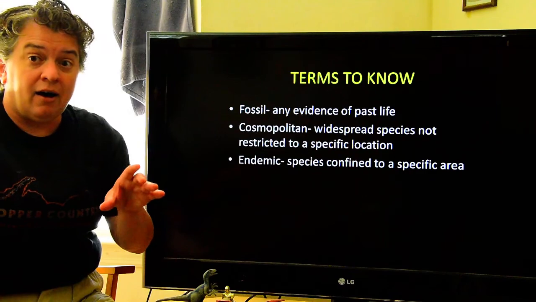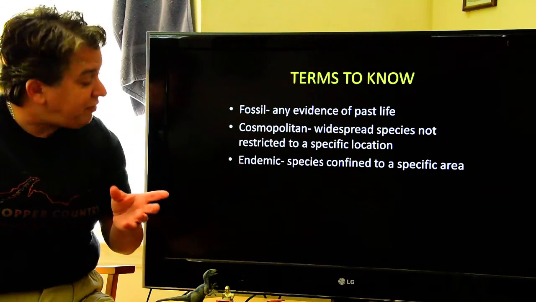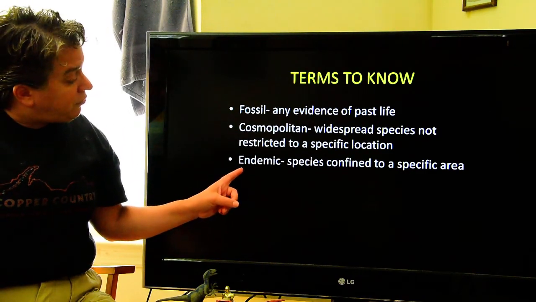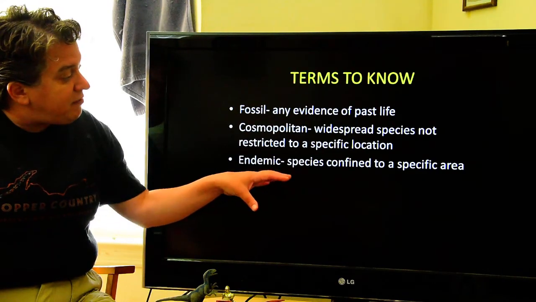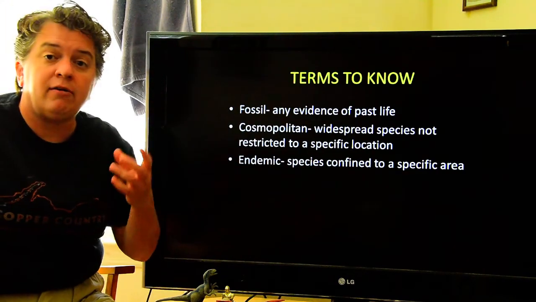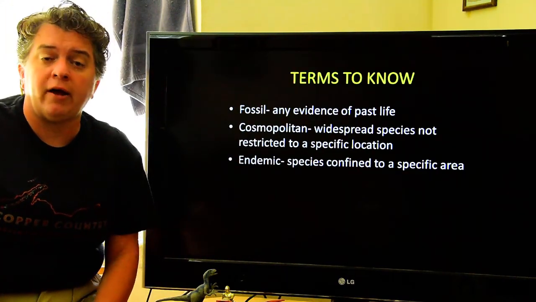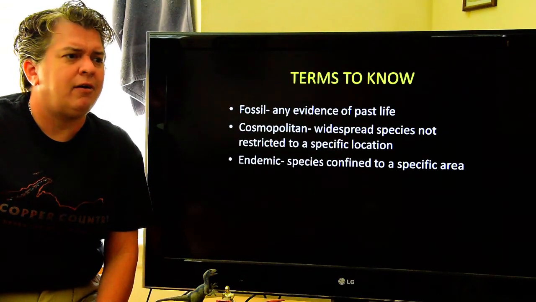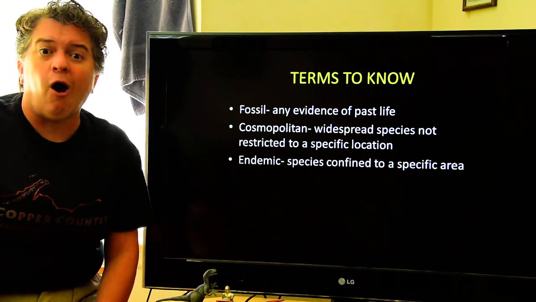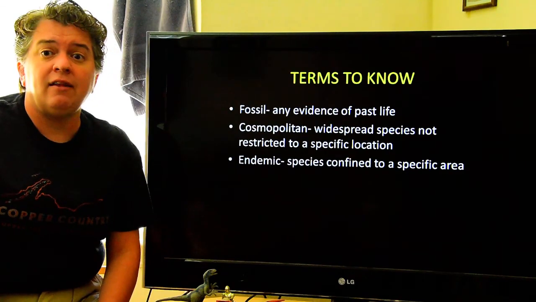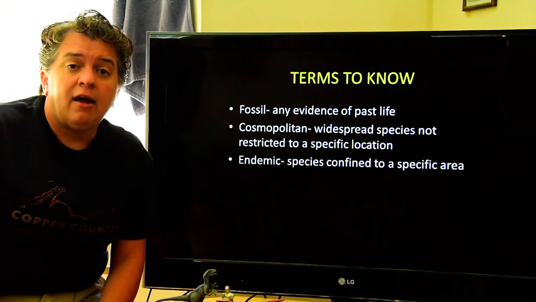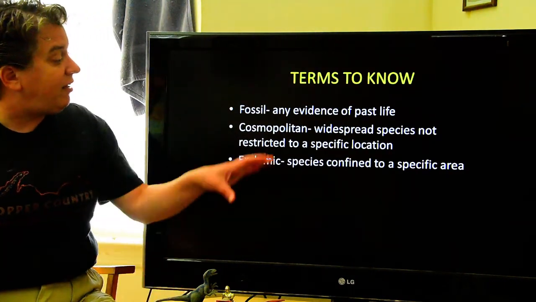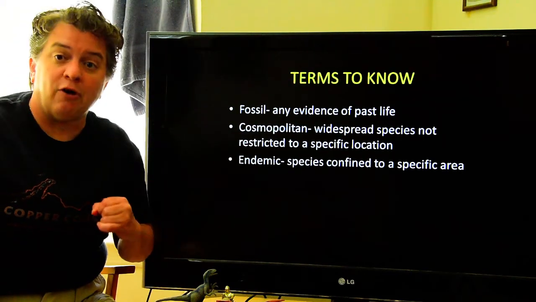Now, for organisms that are not that way, we use the term endemic. This is a species that's confined to a very specific area. So, for example, there's a certain type of bird that only lives in the Galapagos Islands. And we would say that bird is endemic to those islands.